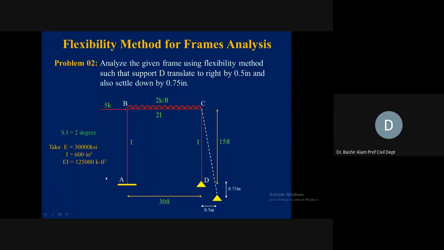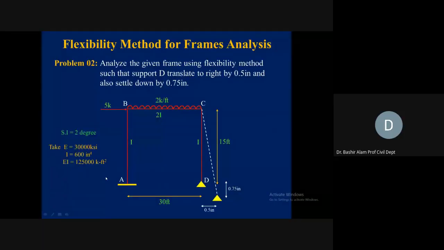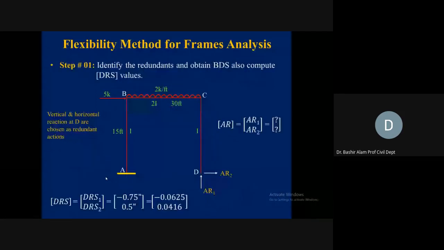Okay, so statical indeterminacy 2 degrees. Now we need to select 2 redundant actions. Vertical and horizontal reactions at D are chosen as redundant actions. Here you can see AR1 in the upward direction at D and AR2 to the right, we declare these as our redundant actions. And here we call AR1 and AR2, these are unknowns.